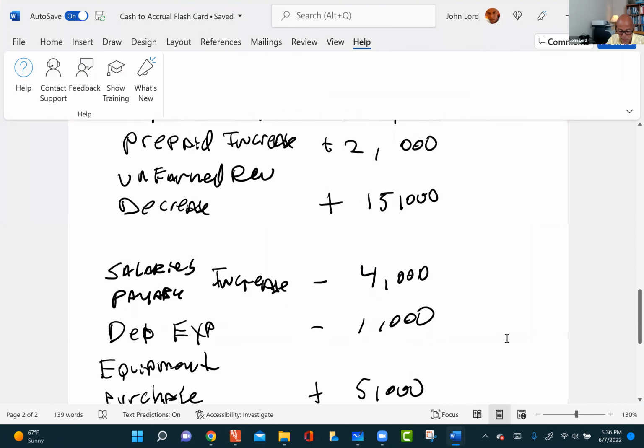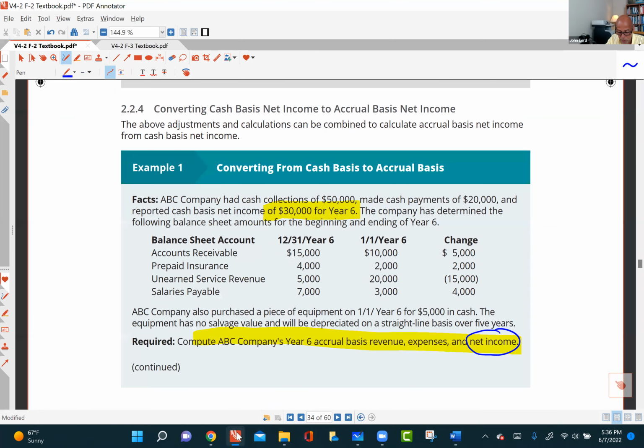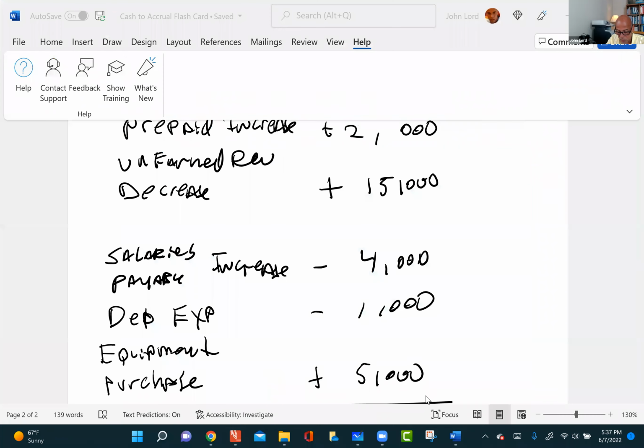Then I look, and going back to the example in the book, they have salaries payable. Salaries payable increased. So what should I do? I need to subtract it. Is that what I did here? I went ahead and subtracted it because I want to do the opposite, because the liability increased. And when we look back at the worksheet, sure enough, I did the opposite. I subtracted it.